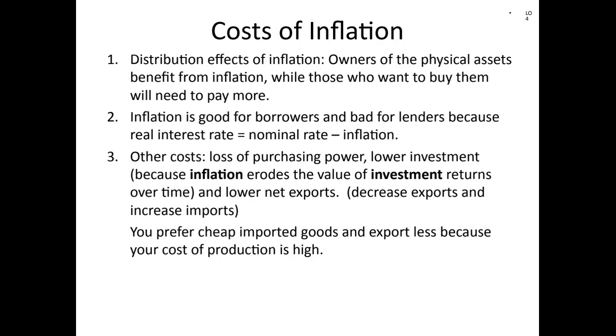Now, like the cost of unemployment, we have the cost of inflation, and this is all self-explanatory. So I'm just going to read this out, but make sure you read this topic from your textbook as well. Distribution effect of inflation. Owners of physical assets benefit from inflation. For example, if I have a house that I paid off, and prices are increasing, I'm making more money when I sell. So I'm not at all worried about this. While those who want to buy them will need to pay more. Those buyers are impacted more because of inflation, as they have to pay this higher price.